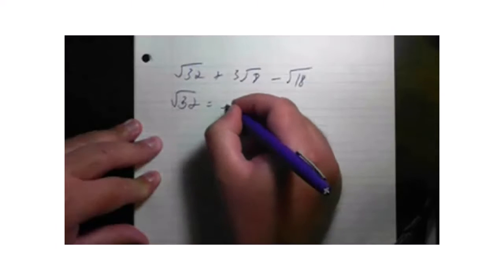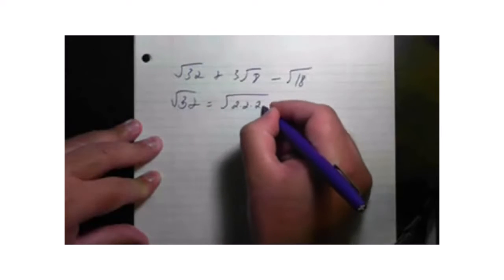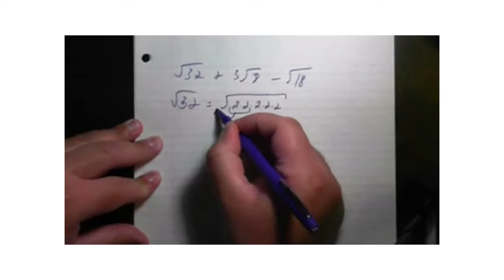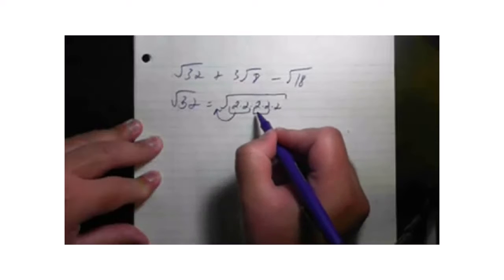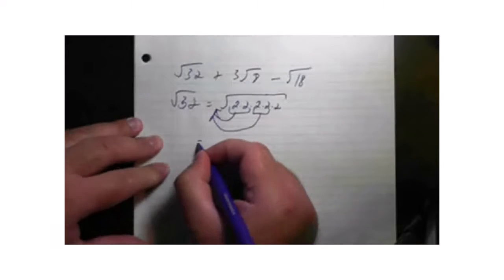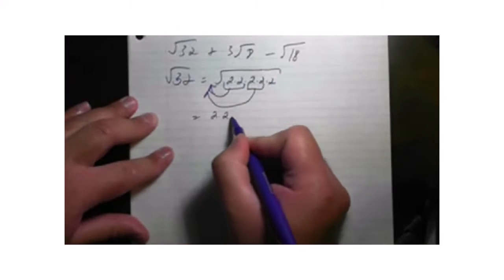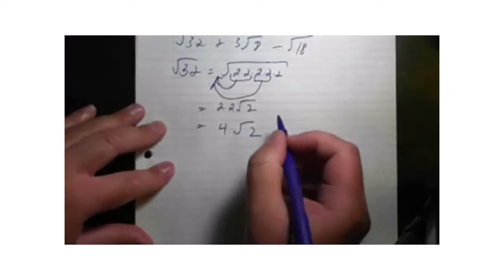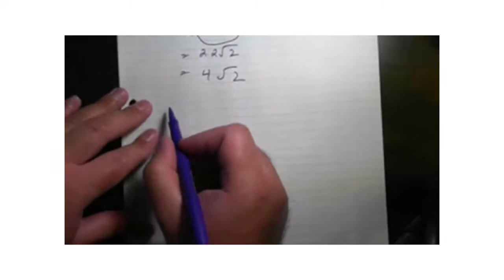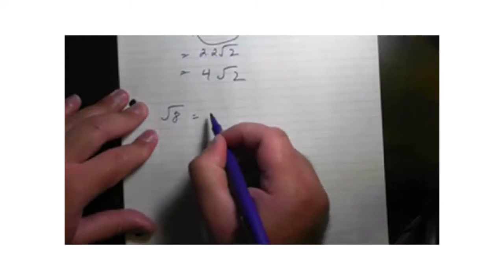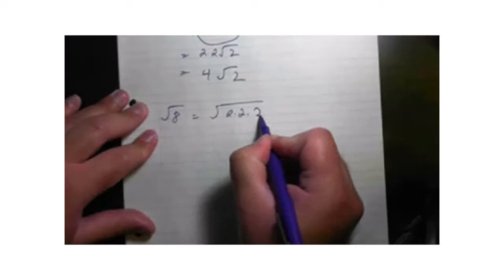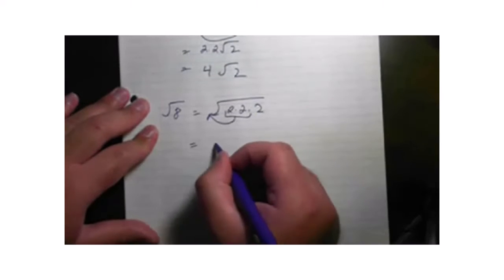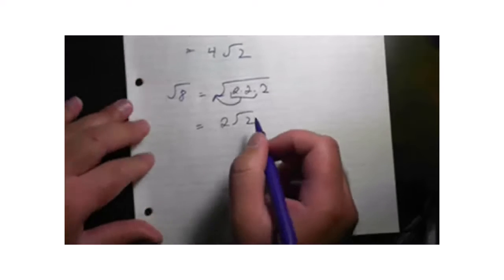32 can be written as the root of 2 times 2 times 2 times 2 times 2. I've got a pair of 2's here, that brings a 2 out front. I've got another pair of 2's here, that brings another 2 out front, leaving me with 2 times 2 root 2, which of course is 4 root 2. 3 root 8, well, looking at just the root 8 for now, root 8 can be written as 2 times 2 times 2, a pair of 2's underneath, brings a 2 out front, leaving me with 2 root 2.